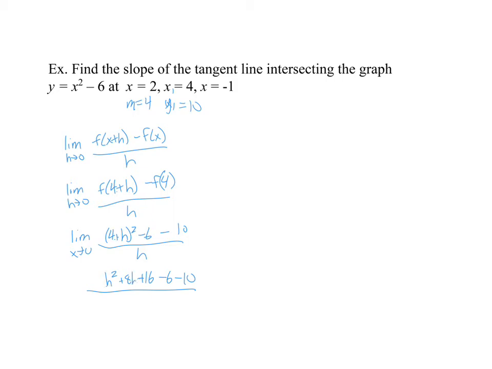So if we simplify it, we would have h squared plus 8h plus 16 minus 6 minus 10 all over h, and we're still doing our limits.